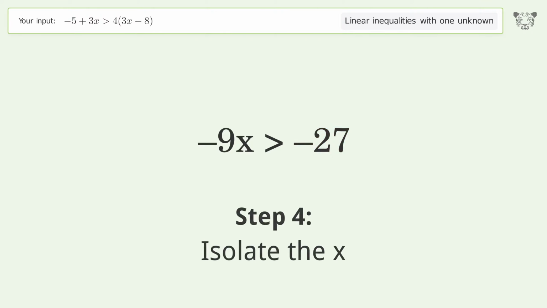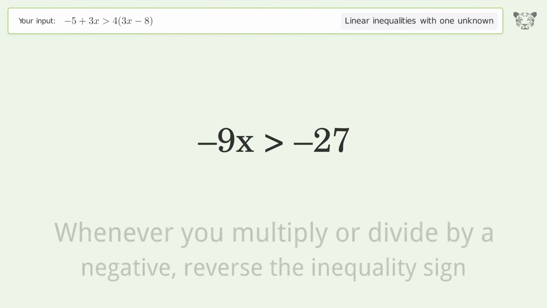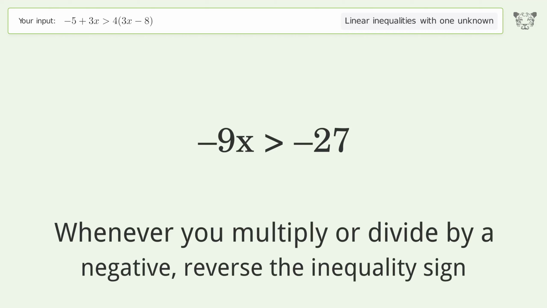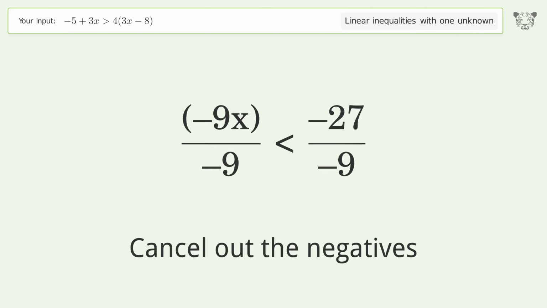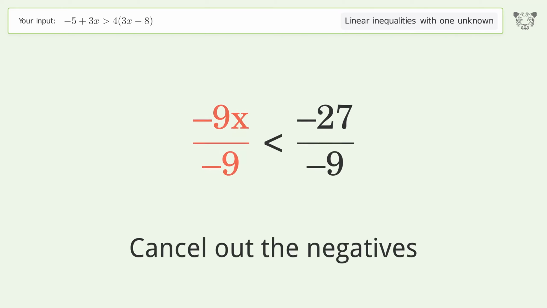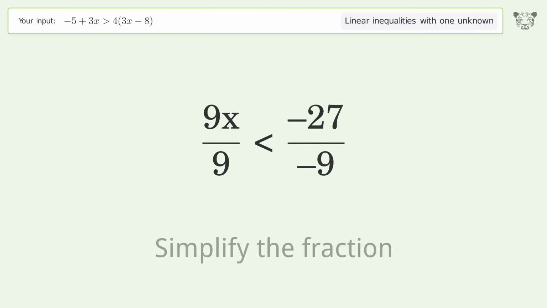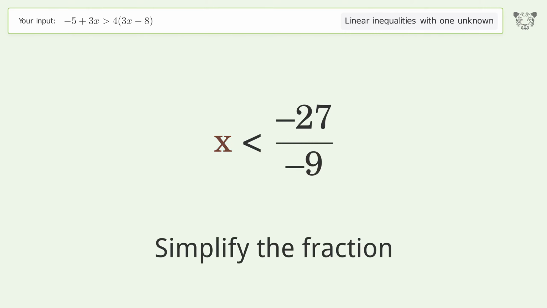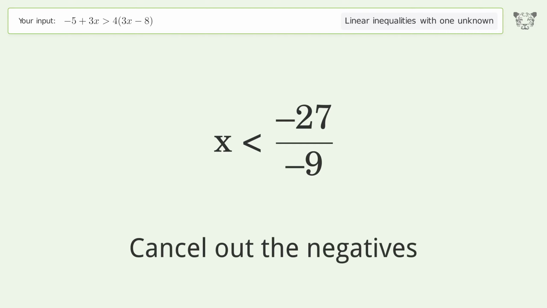Isolate the x. Divide both sides by -9. Whenever you multiply or divide by a negative, reverse the inequality sign. Cancel out the negatives. Simplify the fraction. Cancel out the negatives.